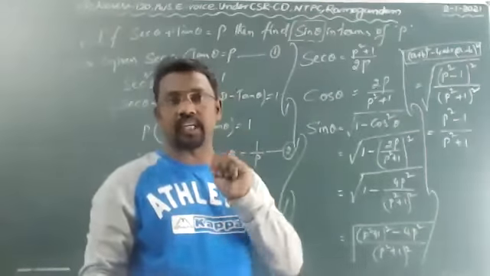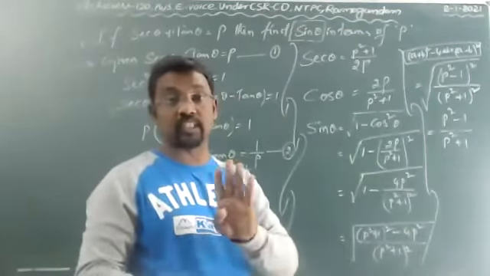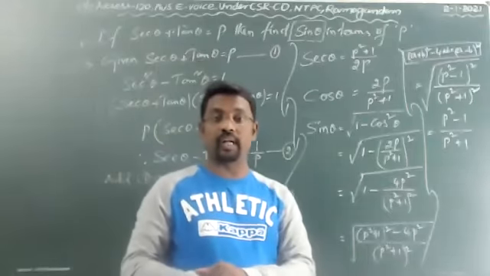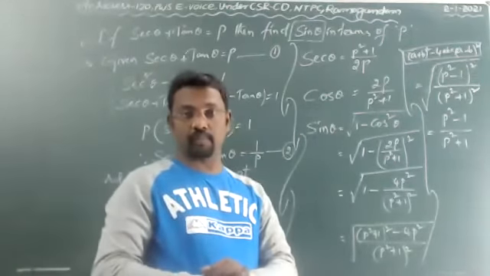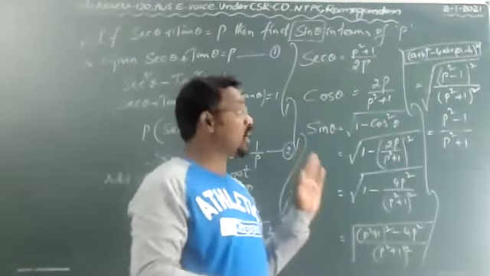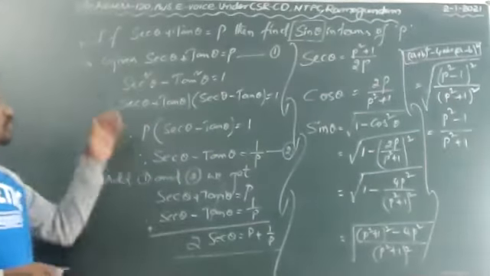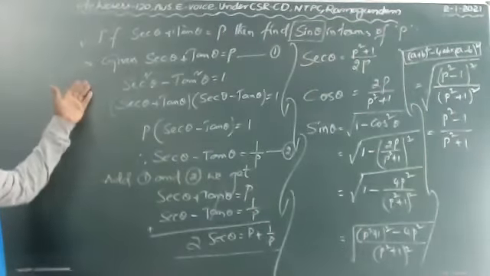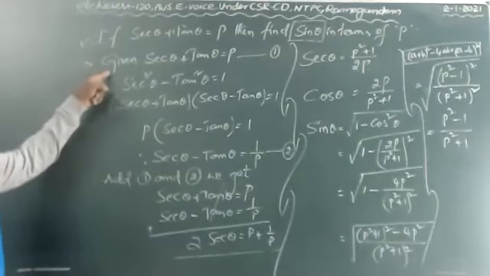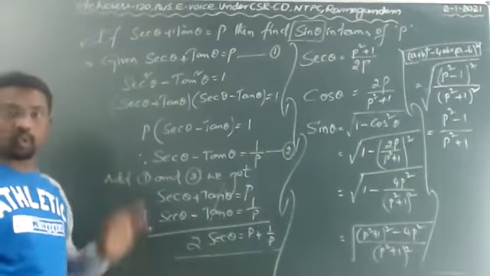I hope this is the 4th exercise, last problem from trigonometry, 11.4. Once again we will see. Observe very carefully while I teach this one. Given secant theta plus tan theta is equal to p.